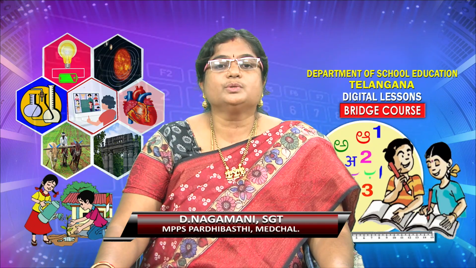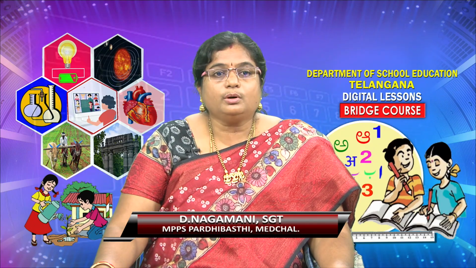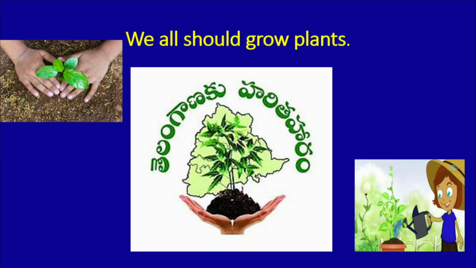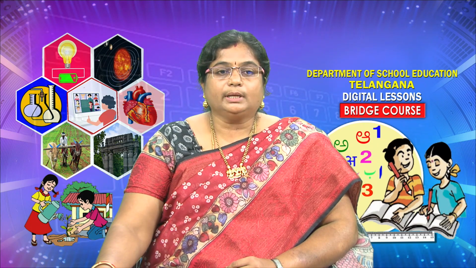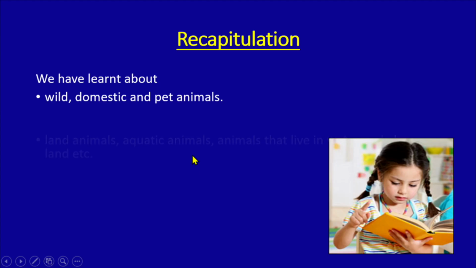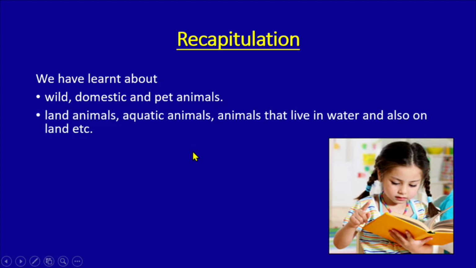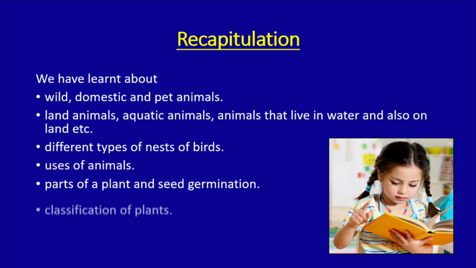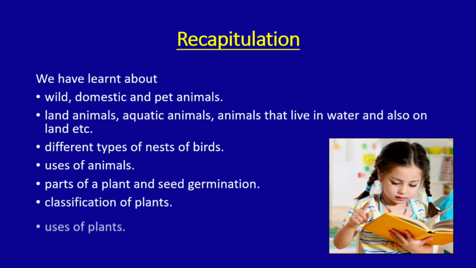By this you have understood the uses of plants. So, we should grow more trees. We all should grow more trees. We all were participating in Haritaharam every year in Telangana. So, shall we recapitulate what we have learned till now? We have learnt about wild, domestic and pet animals, land animals, aquatic animals, animals that live in water and also on land, different types of nests of birds, uses of animals, parts of a plant and seed germination, classification of plants, uses of plants. Shall we do evaluation?